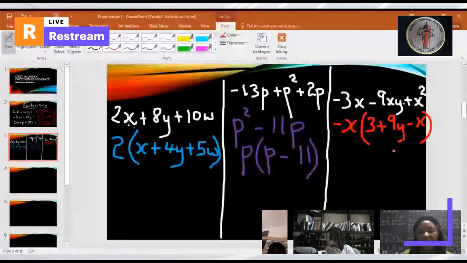All right. So we have to bear in mind that when we expand it back using the distributive law, we should be able to get back the original thing. So negative x times 3 would give a negative 3x. Negative x times 9y would give a negative 9xy. This one now has to be negative because this one here is positive. Because negative x times negative x will give a positive x squared.